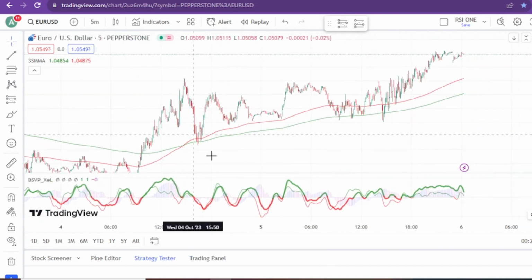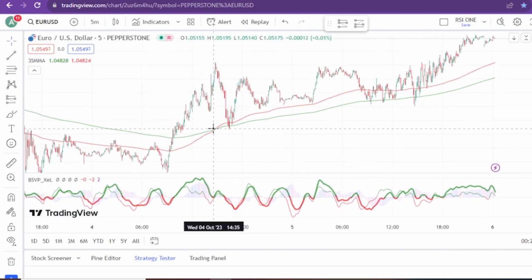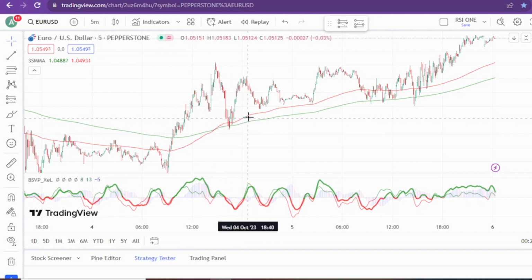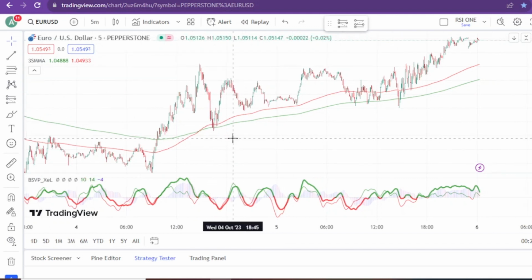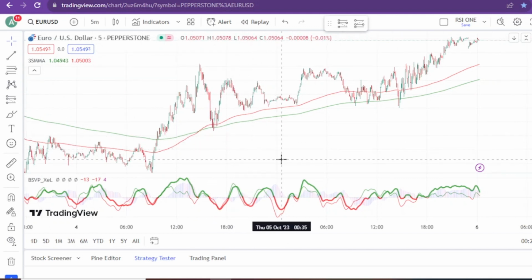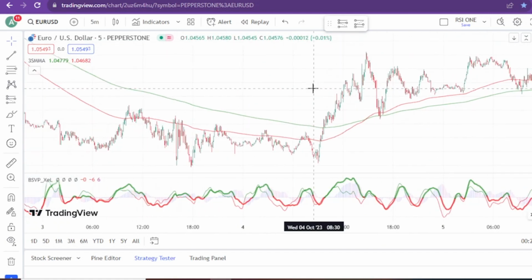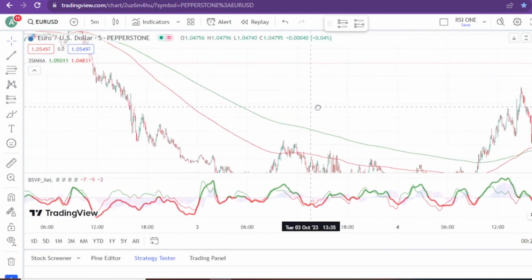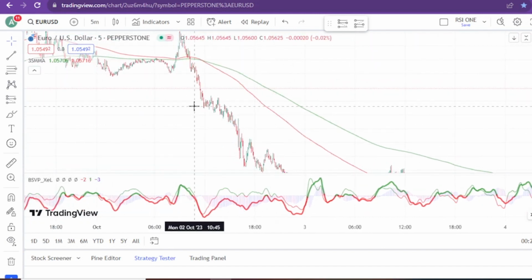So let's see a buying setup. As you see right here, we have now the red crossed the green, so we will only look for buys, which means we look down here. Whenever it crosses and the price touches, we will buy. Boom, boom, boom. You see, is this a no-loss trading strategy? Or I think this is really profitable as long as you follow the rules, okay?